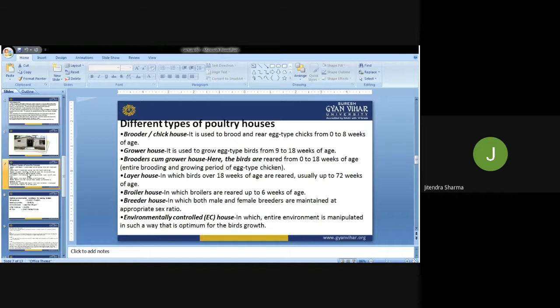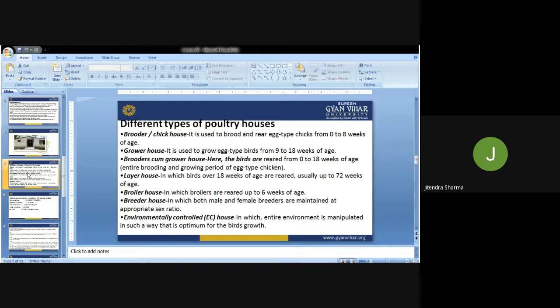Here we will keep the birds from 0 to 18 weeks and they will remain there. And then the layer house: here we keep the birds over 18 weeks of age, and now they have started giving eggs, because we know that birds start laying at 4 to 5 months of age. That is the time when we have to keep the entire activity under our control, because after 4 to 5 months the results start. So we have to keep the birds in isolated chambers, or in the cage system we can ensure that whenever she lays an egg, it will automatically come into the egg tray.